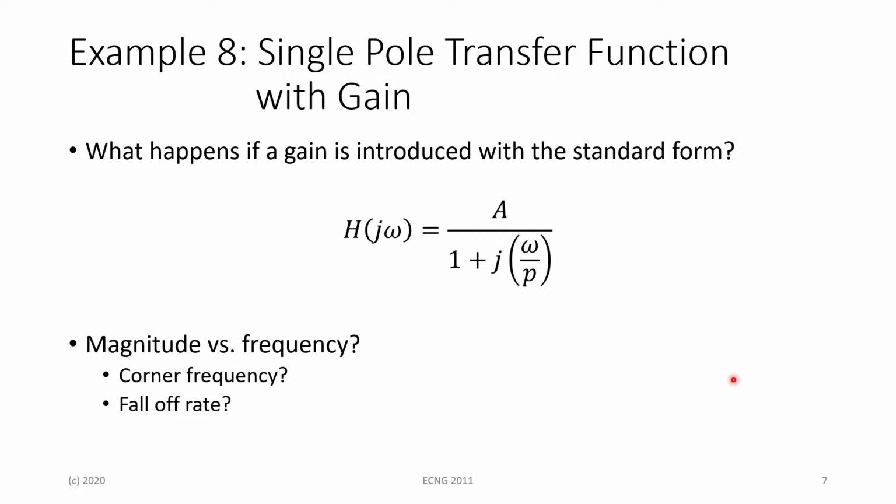Now, what happens when we introduce a gain with the standard form that we just observed for a single pole transfer function? Instead of the numerator being 1, it's now going to be some constant real value, a. How does this affect our magnitude versus frequency plots and our phase versus frequency plots?